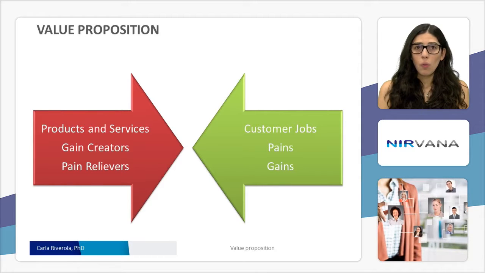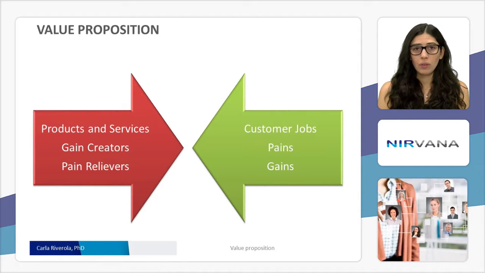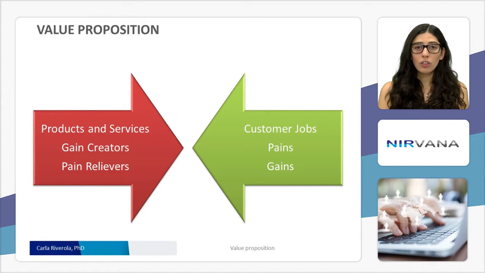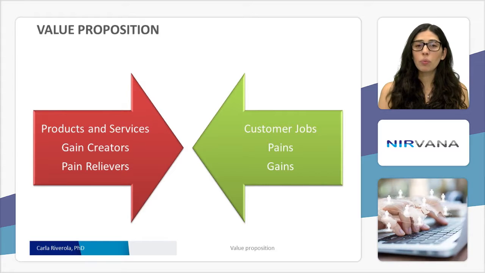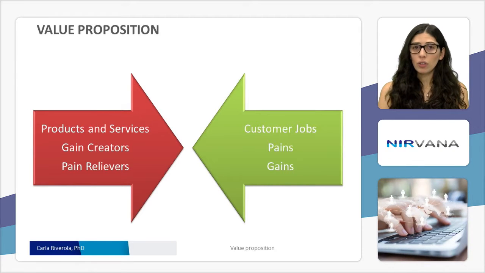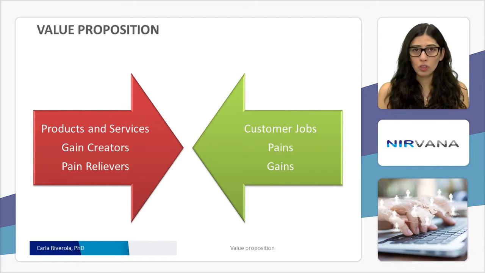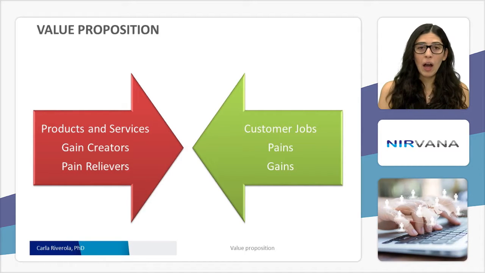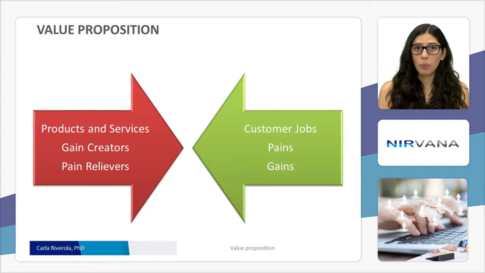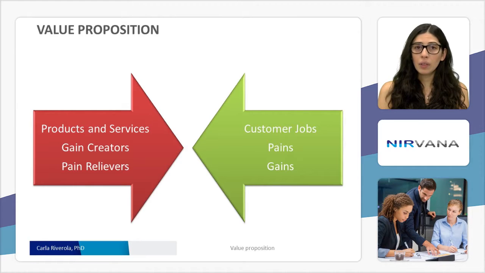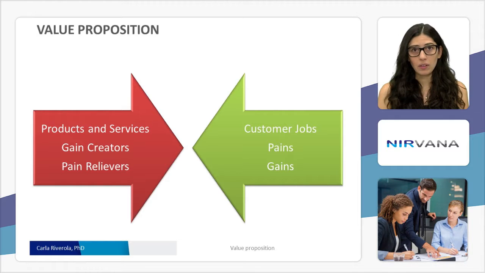So, then what is the value proposition? The value proposition is very related to this use cases scenario, and is to join together the customer jobs with your products and services. In order to define this value proposition, it's very important to identify what are the customer jobs, what are their pains, and what are their gains. And on the other hand, how do your products and services provide a solution to the customer jobs? And how do they create some gains, enhance these gains, and relieve some of the pains?